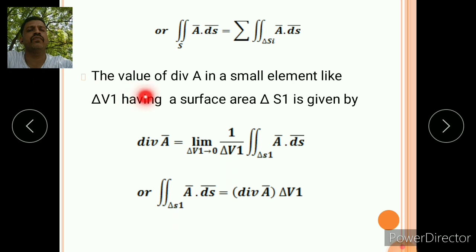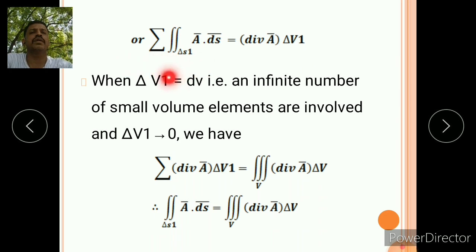The divergence of A for a small element like delta V1 having a surface area delta S1 is given by divergence A equal to the limit of 1 upon delta V1 times the integral of A dot dS, or the integral of A dot dS equal to divergence A delta V1, or the summation of the integrals of A dot dS equal to the summation of divergence A delta V1.